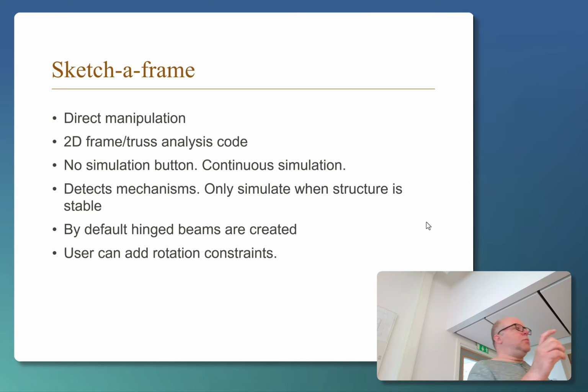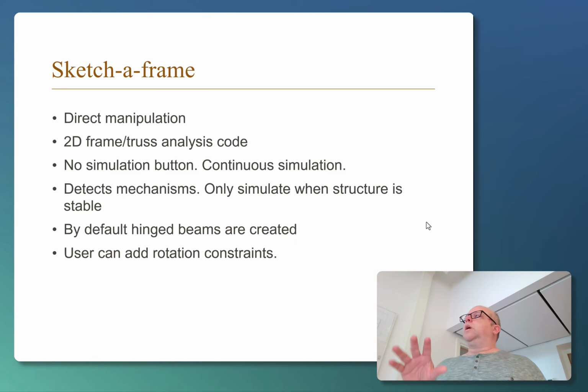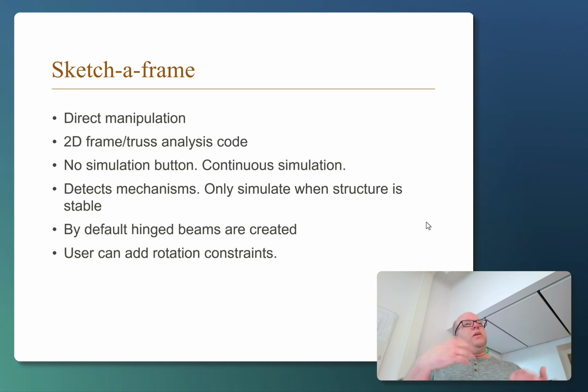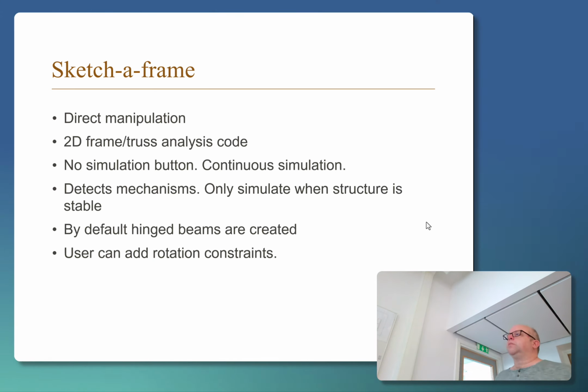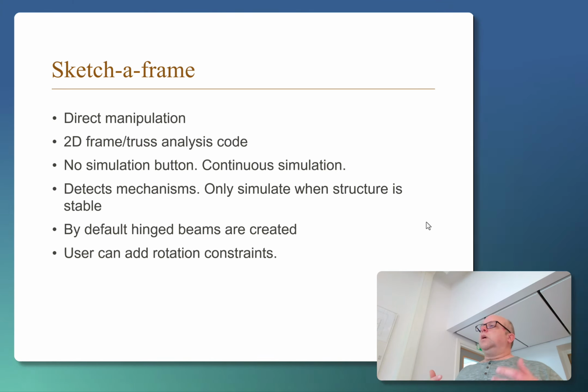So now we are talking beams and bars. There is no simulation button. It will simulate or calculate every time there is a stable model. If it's not stable, it actually visualizes the mechanism that you create. So it only simulates when the structure is stable. By default, hinged beams are created, so you can rotate around the nodes. And the user can add rotational constraints. You can fix a node for rotation as well.